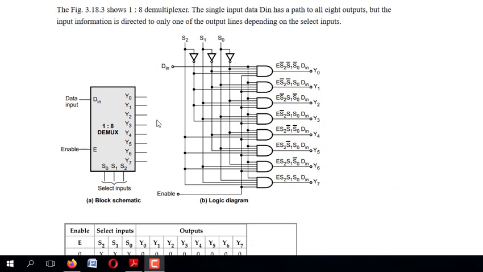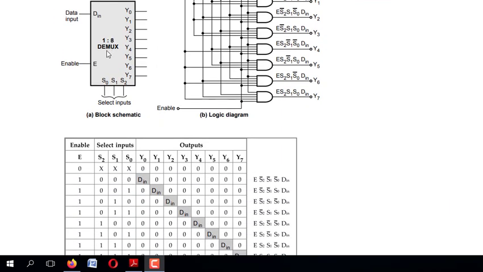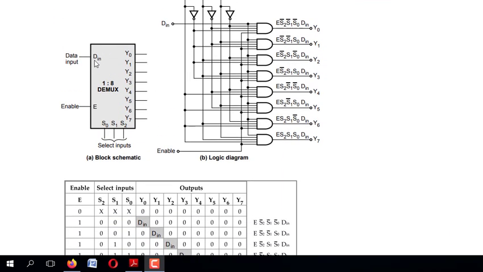Let me clearly explain here. This is a 1:8 demux. So 1 is your input, 8 is your output, and 2 power 3 is 8. That's why we are getting 3 selection lines. Those selection lines may be S0, S1 and S2. See, if I need to get my D in routed out to Y0, that is, I am transferring the information from D in towards Y0, then what will be my selection line? My selection line has to be 0 0 0, since it is a 3 bit combination, isn't it?